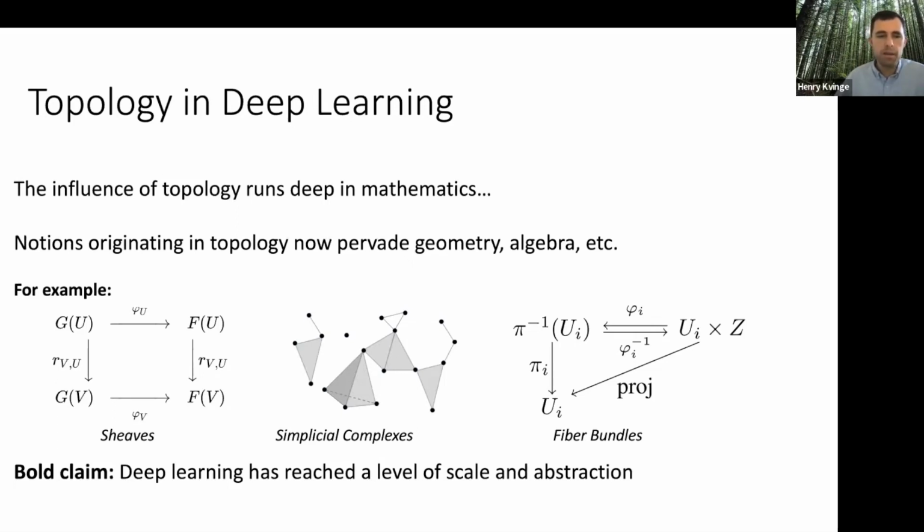And my bold claim in all of this is that deep learning and machine learning in general has reached a level of scale and abstraction where we really should be looking in places for some of these fundamental notions, a lot of which I think mathematicians have discovered independently, that capture very basic structures that would probably be of great use if you're someone who goes around composing lots of things together, as deep learning people do.